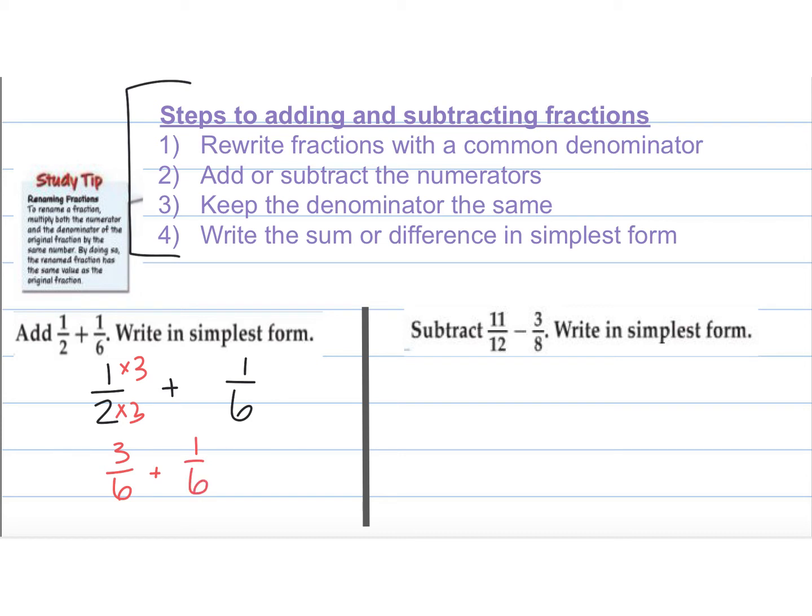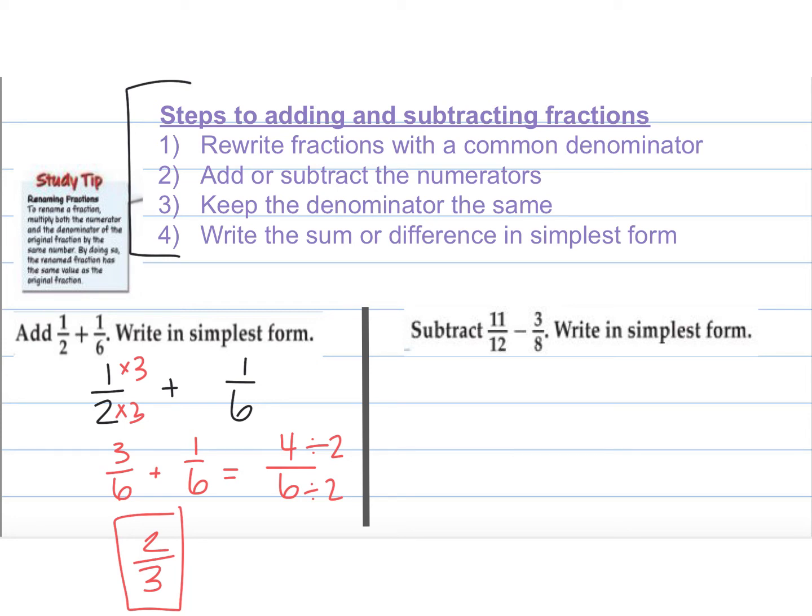Now that we have a common denominator, we can add the numerators. 3 plus 1 is 4. Keep the denominator the same. And then we need to simplify. I know I can divide the top and bottom by 2, and that would become 2/3. So that would be my final answer.